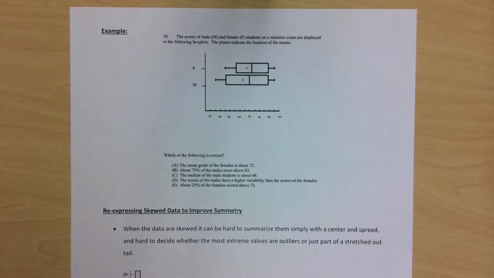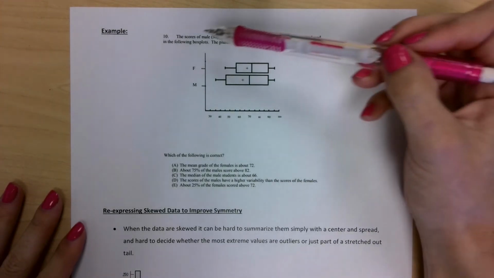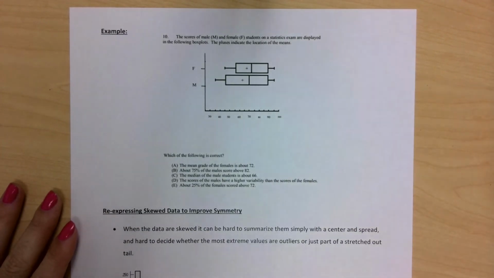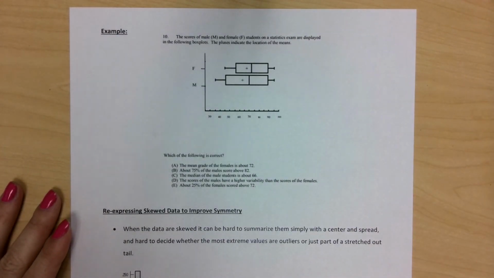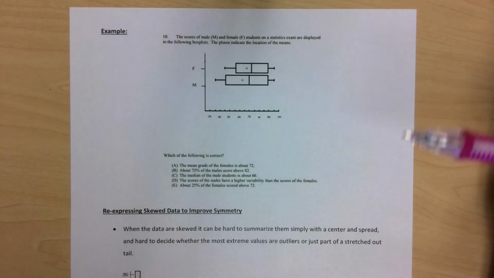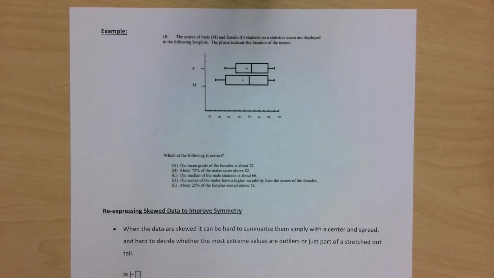Here we have an example of 2 box plots right next to one another. It says that the scores of male and female students on a statistics exam are displayed, and the pluses indicate the location of the means or the averages. So I want you guys to take a minute to try and answer this question, and then I'll show you my answer.